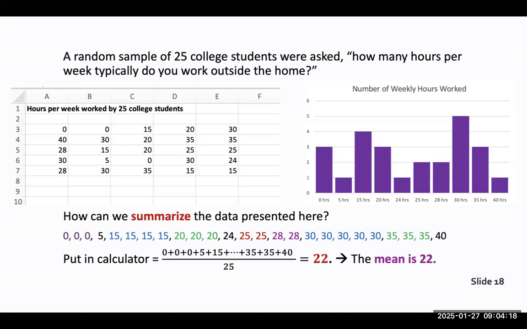Now again, most people nowadays, especially because we usually have a lot of data, use a computer to find the mean, median, and mode. Right now, we just want to understand the principle behind these formulas and see if we can do it by hand. So I recommend that you try to put this in a calculator and see if you can get 22.